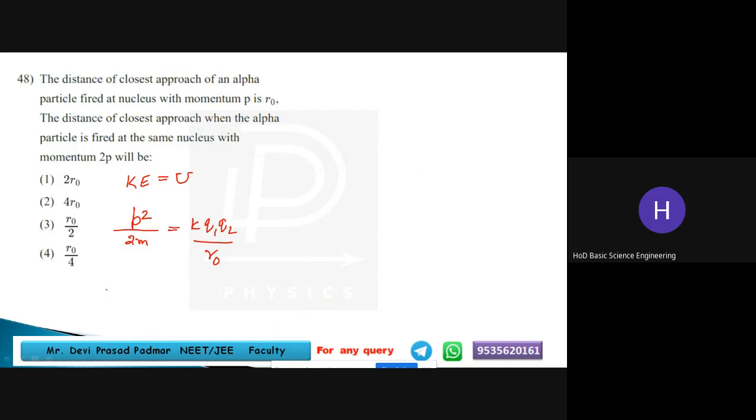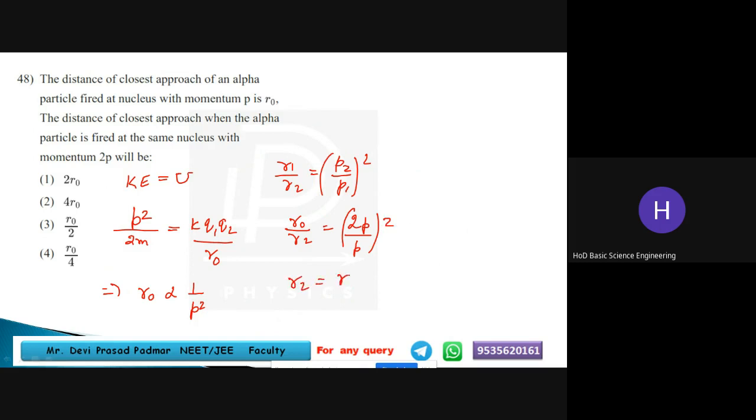That means from this it is clear that R naught is directly proportional to 1 by P square. Therefore we can write R1 by R2 equal to P2 by P1 whole square. So R naught by R2 will be equal to 2P by P whole square, right? It is 4. So R2 will be equal to R naught by 4. Fourth option. R naught by 4.